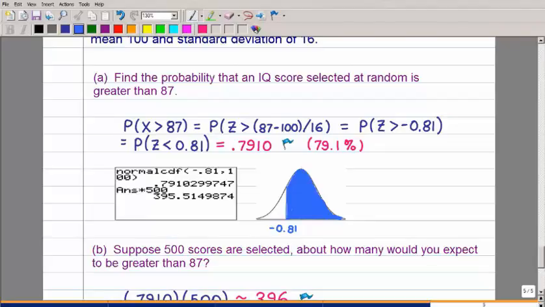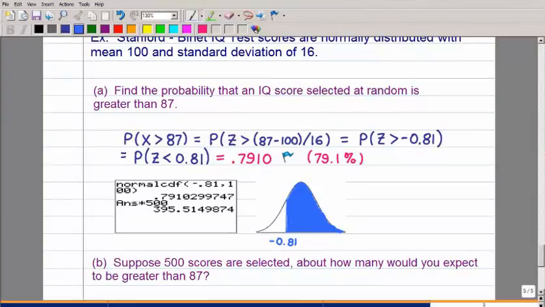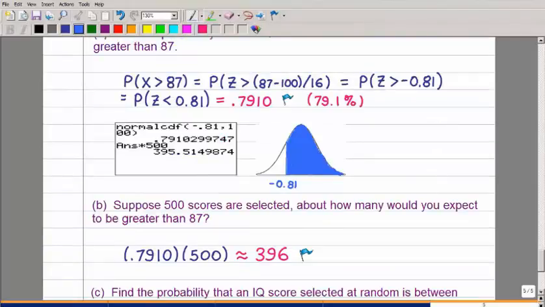Just like the last problem, we take our percent as a decimal and multiply it by the grand total. So we take the 0.7910 that we found for the probability, multiply it by 500, and we round that. You see in the calculator it's 395.5. So we would round that to 396, and we would expect about 396 out of 500 to be greater than 87.